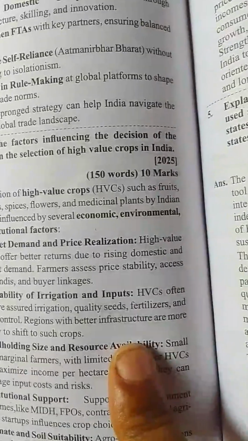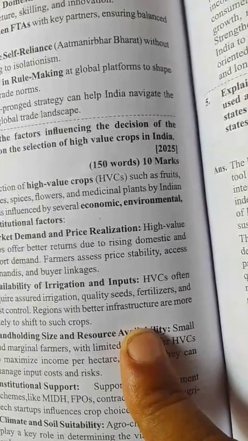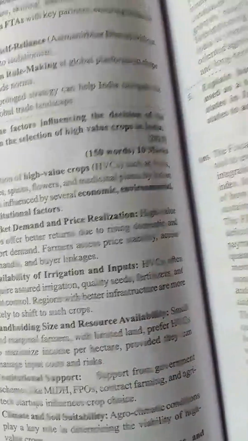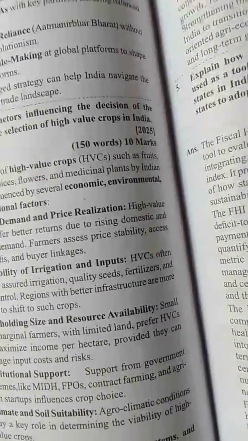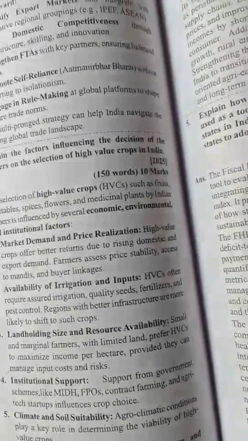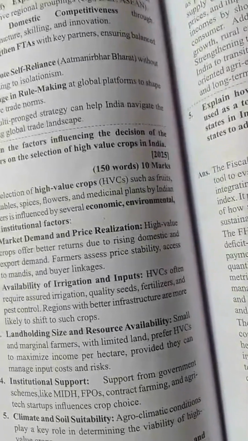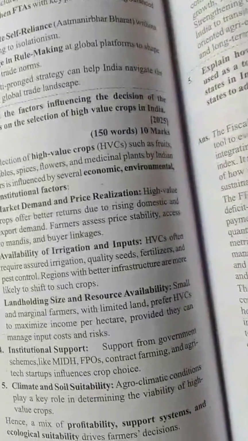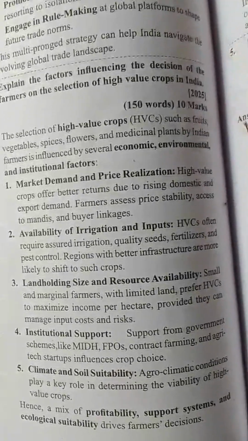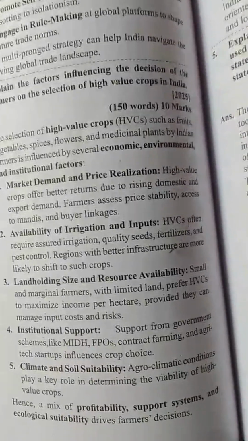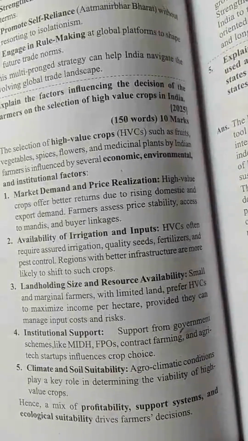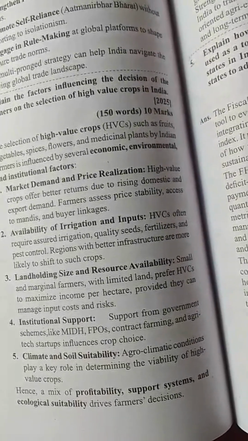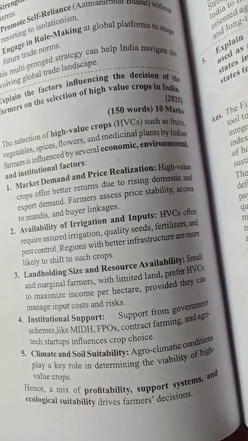Explain the factors influencing the decision of farmers on the selection of high-value crops in India. The selection of high-value crops such as fruits, vegetables, spices, flowers and medicinal plants by Indian farmers is influenced by several economic, environmental and institutional factors. Market demand and price realization: high-value crops offer better returns due to rising domestic and export demand. Farmers assess price stability, access to mandis and buyer linkages.